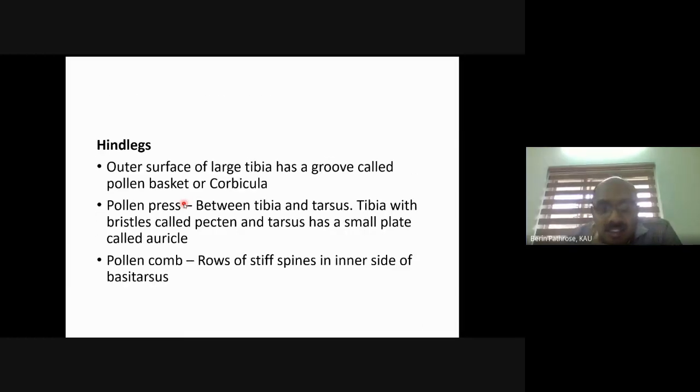In the hind legs, the outer surface of the tibia, which is large, is concave in nature and has a groove called the pollen basket or corbicula. Remember these terms. Between the tibia and tarsus, we have the pollen press. In the pollen press, the tibia has bristles called pecten, and the tarsus has a small plate-like structure called auricle. And we have a row of hairs or spines on the inner side of the basitarsus, called the pollen comb. Is it clear? This is usually asked in exams: how the legs of honeybees are modified. Is it clear?